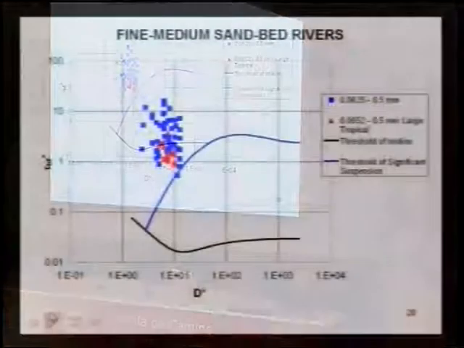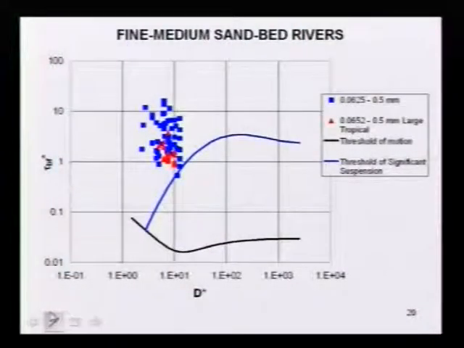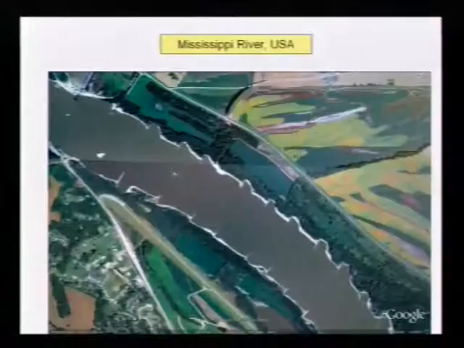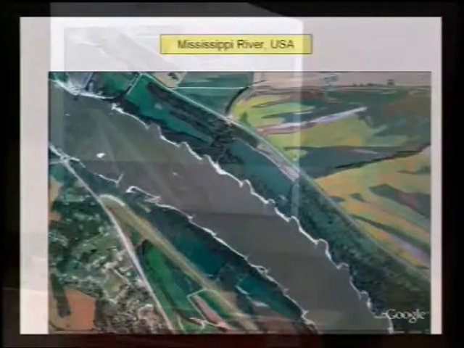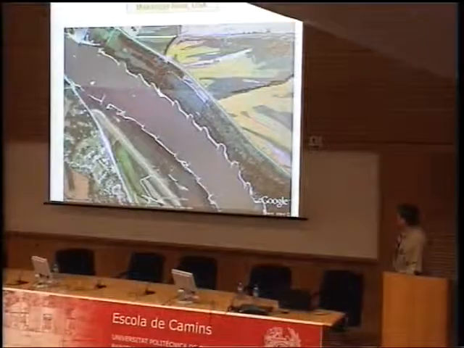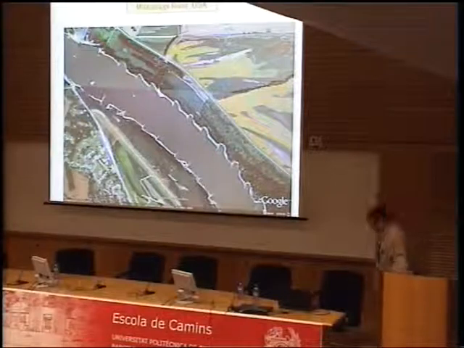If we go to fine to medium sandbed rivers, I have divided them into a non-tropical group, and in the red, a tropical group. And the tropical group includes some of the largest rivers in the world, and all big tropical rivers seem to be in the fine to medium sandbed range. There are many examples I can cite, but this particular one is on the border of Illinois, and I live in Illinois, so it's nice to show it. This is the Mississippi River, not too far from St. Louis, and if you look, you can actually see some navigation on the river.